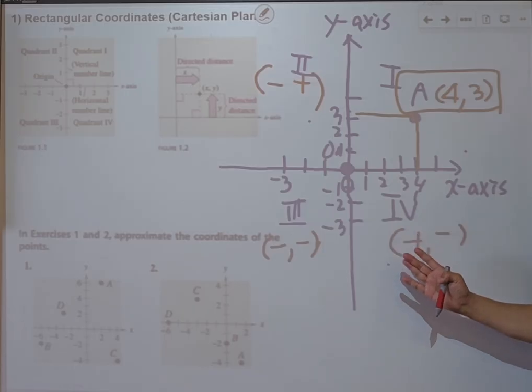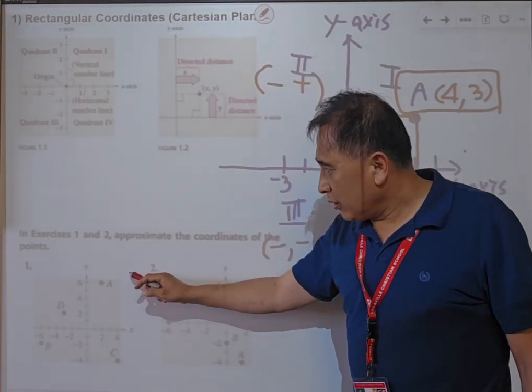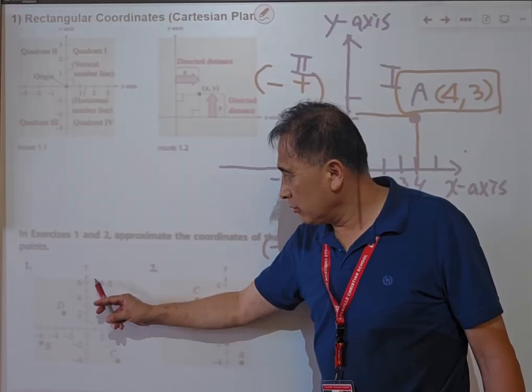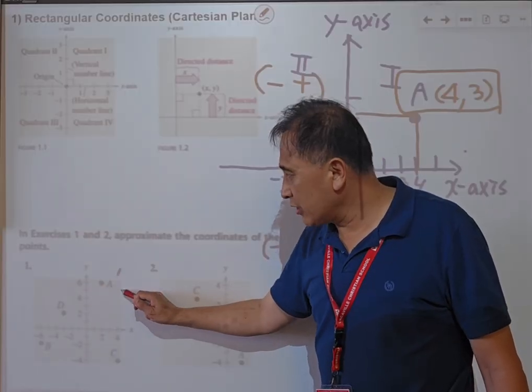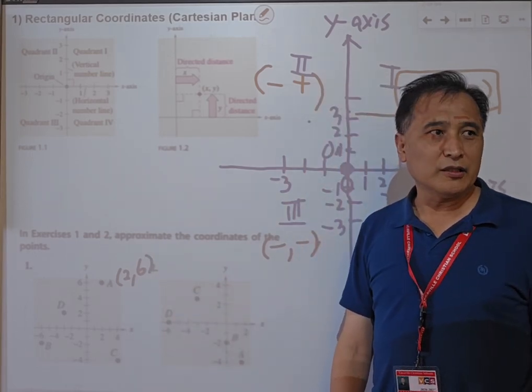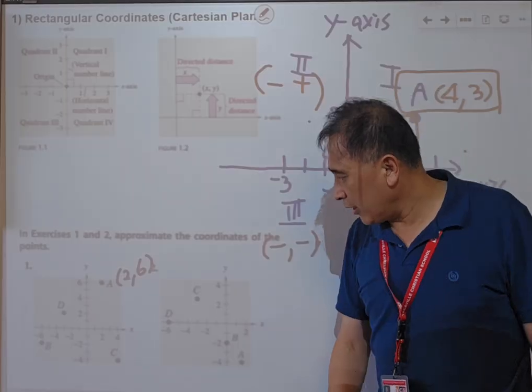Everybody knows that, right? So any point on that coordinate, you can read it with the x value first, comma, y value. So this is A. X value is what? 2. Y value 6. Then this A is what? 2, 6. Everybody got that, right? Easy, right?